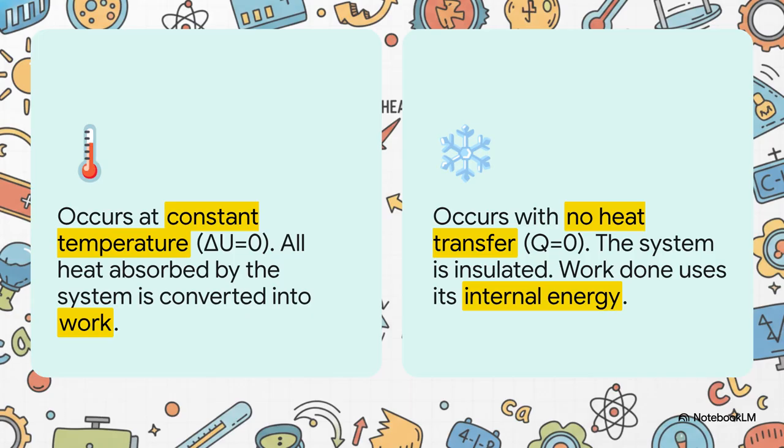And finally, you have an adiabatic process. This is when a system is perfectly insulated. Think of a really good thermos. No heat gets in or out. So if the system does any work, like a gas expanding, it has to pay for that work by using its own internal energy, which means it gets colder.